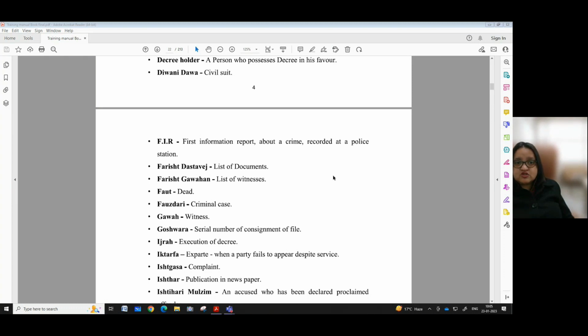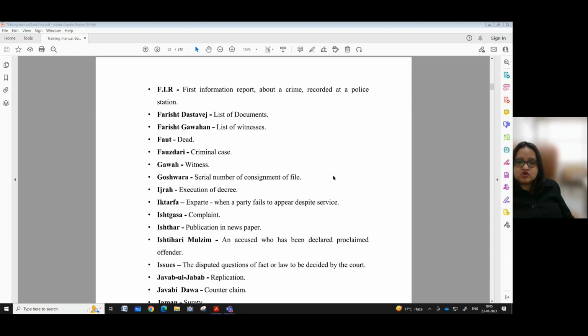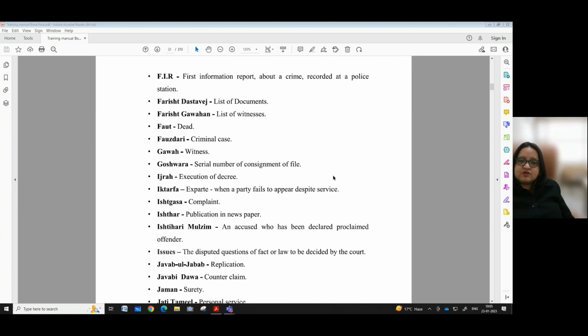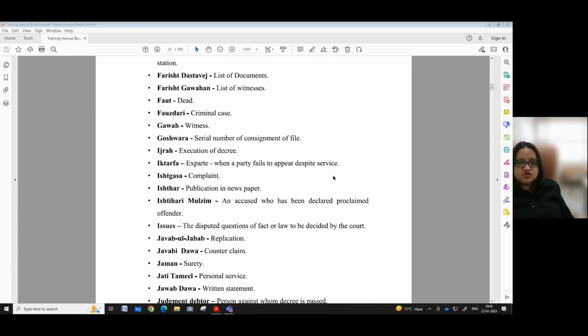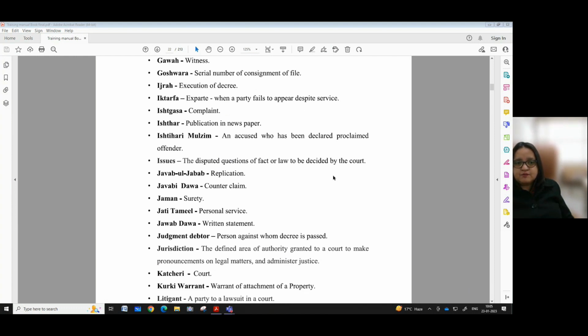Farist Dastavez, list of documents. Farist Gawahan, list of witnesses. Fout, dead. Fauzdari, criminal case. Gawa, witness. Goshwara, serial number of consignment of file. Ijra, execution of decree. Iktarfa, ex parte, when a party fails to appear despite service. Istagasa, complaint. Ishtahar, publication in newspaper. Ishtihari Mulzim, an accused who has been declared proclaimed offender.